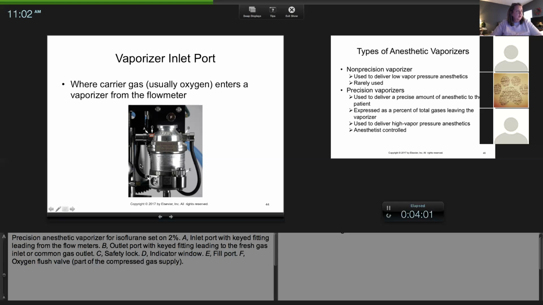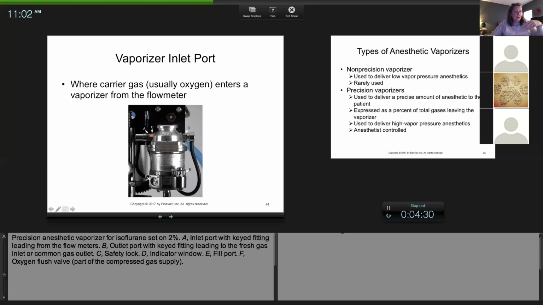Okay. So oxygen comes in here, comes out the outlet of the vaporizer here. Now letter D down here, there's a little window. This is where you see if your vaporizer has anesthetic. And if it's hard to tell, there's a line that says empty at the bottom and full at the top. And so that's where you check to make sure you have anesthetic in your vaporizer.